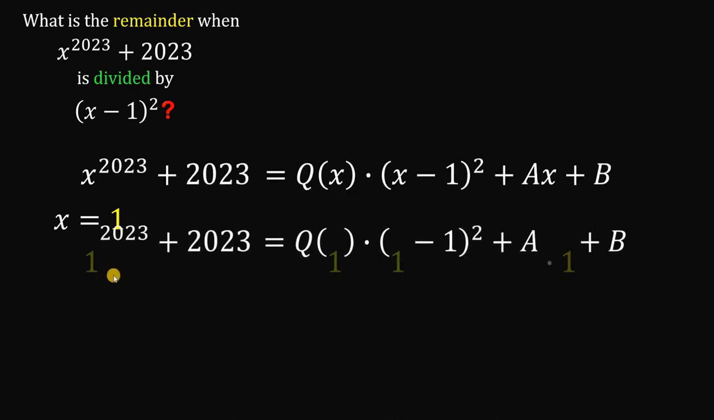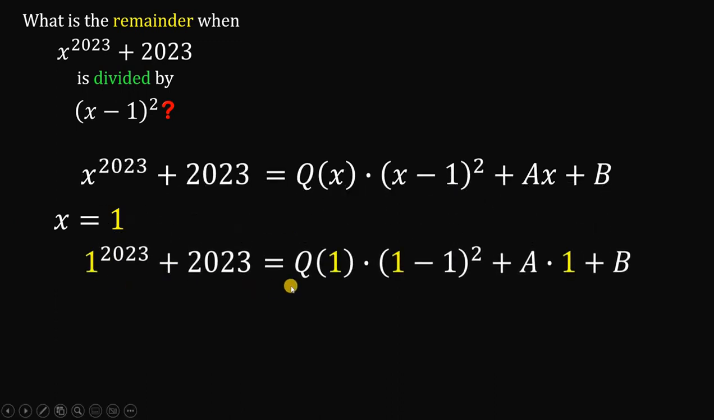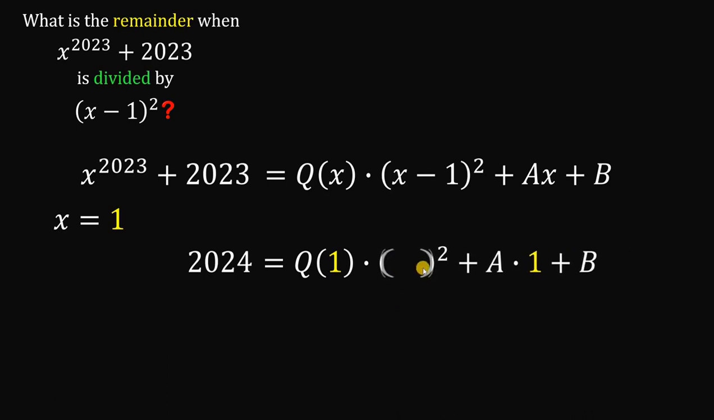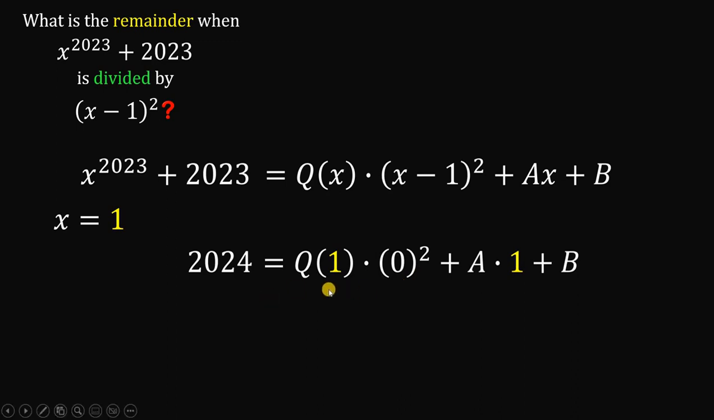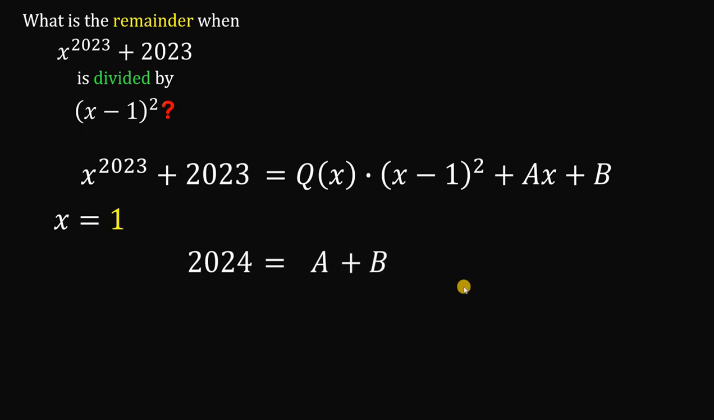Now, if we do that, we get 1 raised to 2023 plus 2023 equals q of 1 times 1 minus 1 quantity squared plus a times 1 plus b. Now, 1 raised to 2023 is just 1, and 1 plus 2023 is just 2024. On the right-hand side, 1 minus 1 is just 0. Now, 0 squared is still 0, and 0 times any number is still 0. And a times 1 is just a, plus b, so we have 2024 equals a plus b.